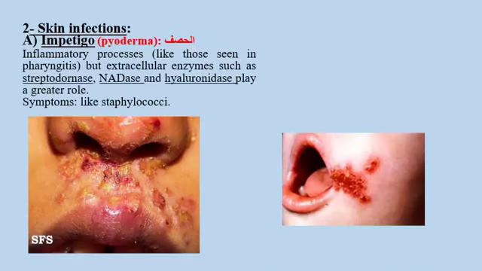Skin infections. Among the skin infections, the first one is impetigo. And this also, we said it in the staph lecture, it is like Staphylococci, symptoms like Staphylococci. It is an inflammatory process like those seen in pharyngitis, but the involvement here is more for the extra enzymes, which are streptodornase, NADase and hyaluronidase, which play a greater role.